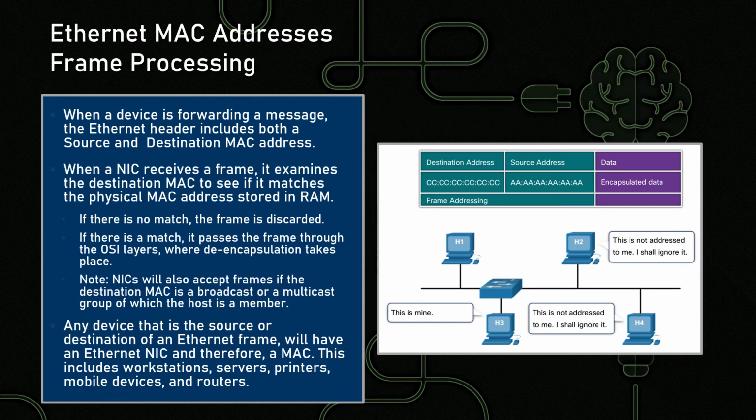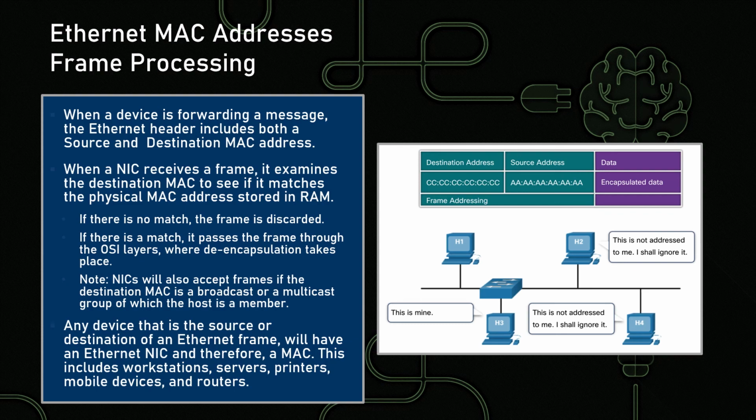Now, when a device is forwarding a message, the Ethernet header includes both a source and destination MAC address: where it's going and where it's coming from. When a NIC receives a frame, it'll check whether the destination MAC matches the physical address stored in RAM. If there is no match, the frame is discarded. If there is a match, it passes the frame through the OSI layers to de-encapsulate. Note, a NIC will also accept a frame if it is a member of the correct broadcast or multicast group. Broadcast, of course, goes to everybody, multicast to a specific subset of subscribers.